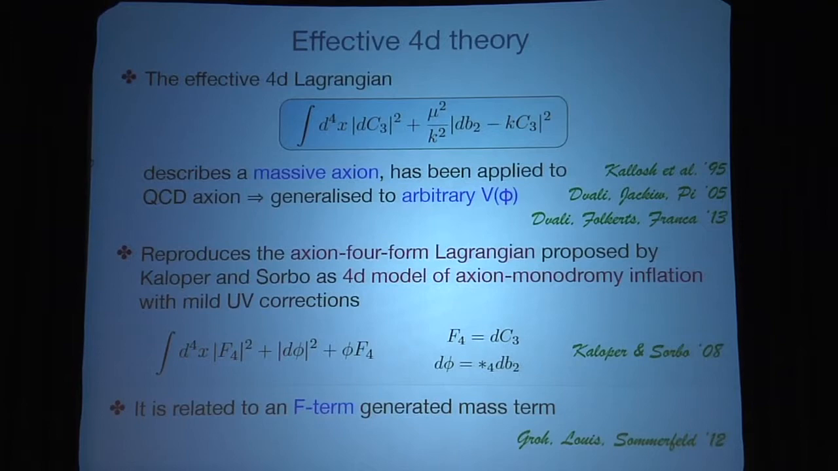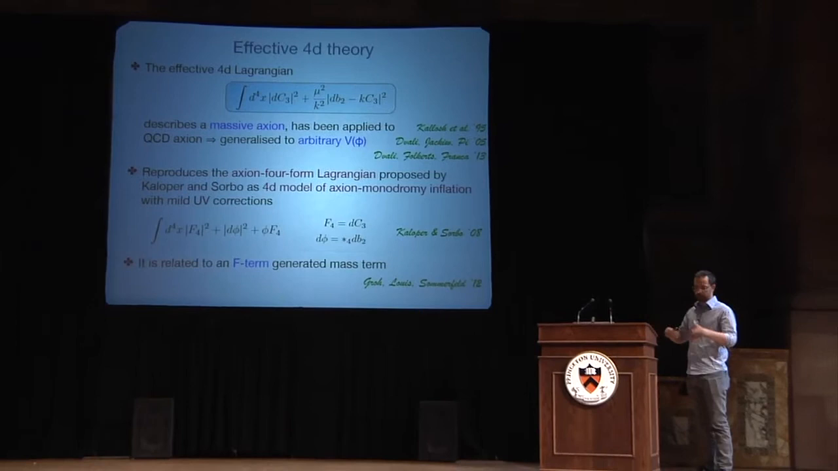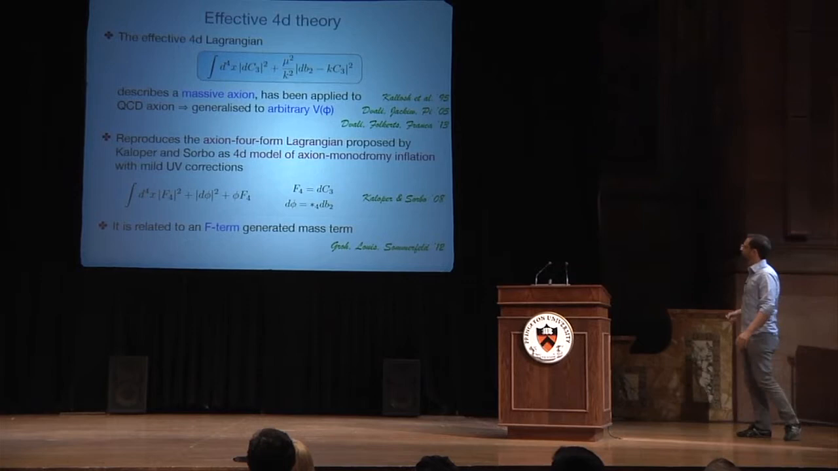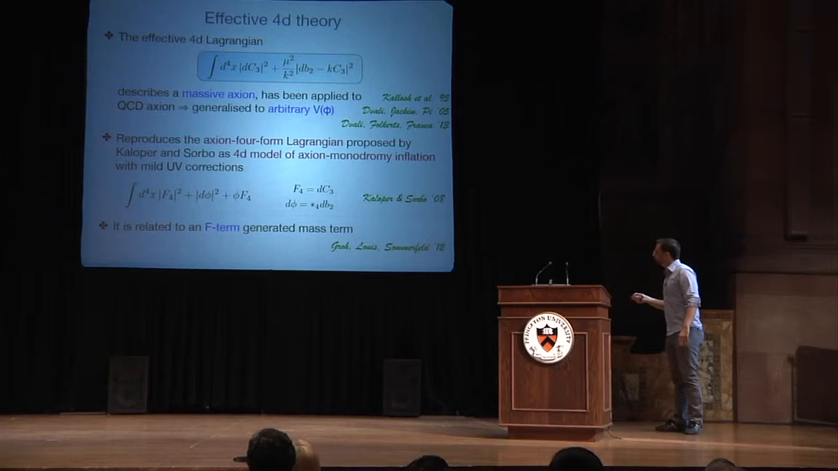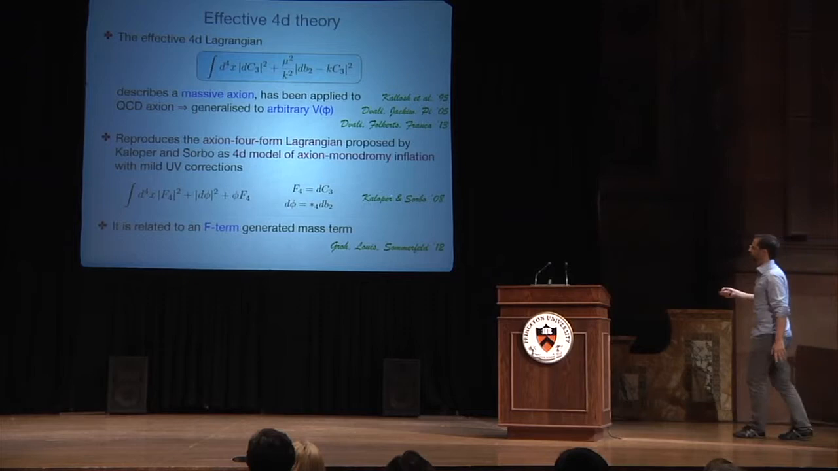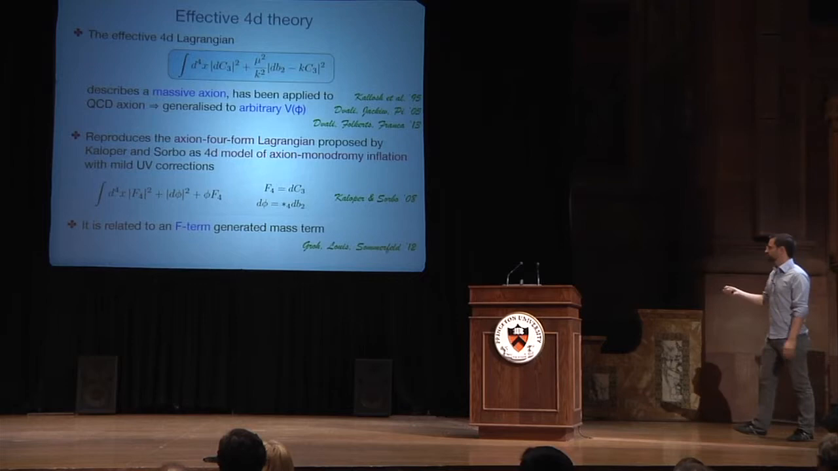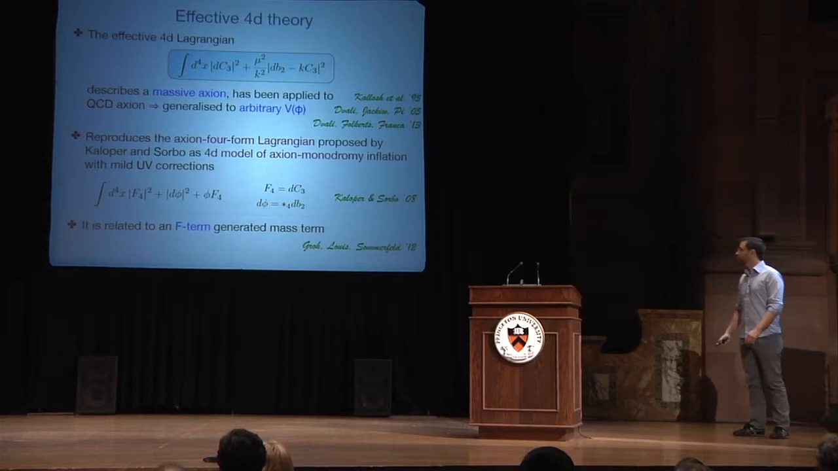This is not a new Lagrangian. It has been thought of before. And importantly for us, it has also been analyzed in the context of QCD axions, in which this sort of Lagrangian has been generalized for having not a quadratic potential, but a general potential by Dvali and collaborators. And what is important here is that it also reproduces the axion four-form Lagrangian that Kaloper and Sorbo proposed as a four-dimensional model of axion monodromy inflation. Okay, basically this was the Lagrangian that they proposed. This will be related by duality to this guy here. And finally, by analyzing the multiplet structure of this Lagrangian, you can see that it has an F-term generated mass term for the axion or the two form, which is, well, what allows us to call it F-term axion monodromy inflation.